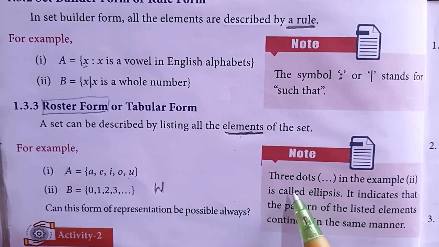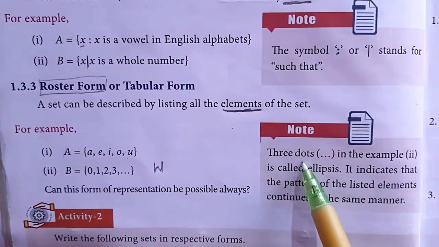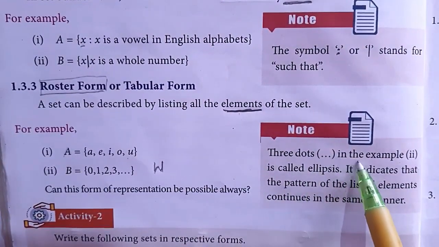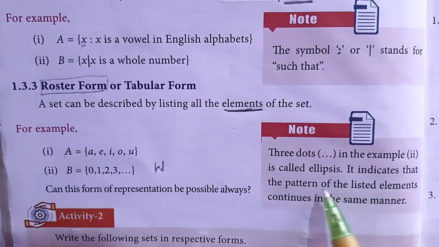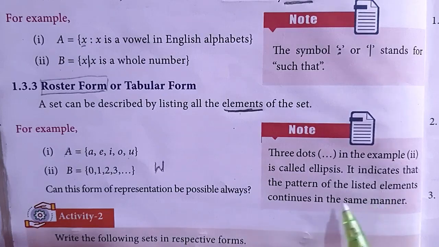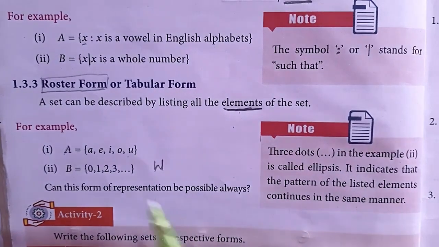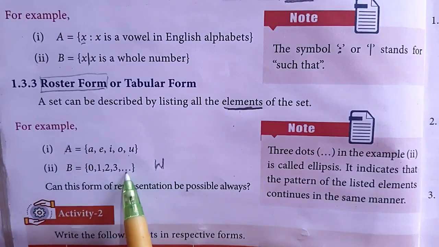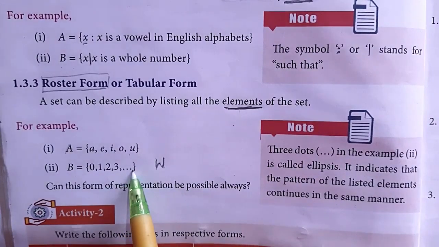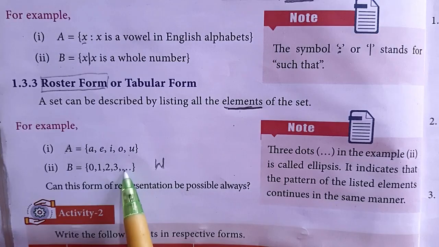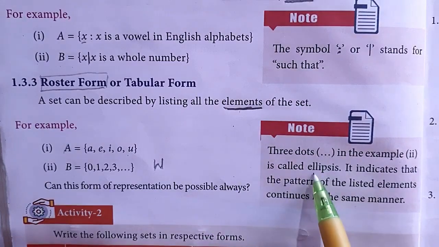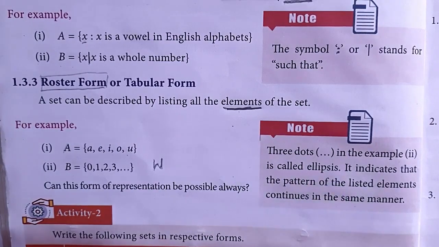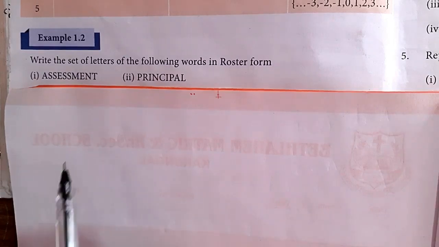See the note. The 3 dots in the example are called an ellipsis. It indicates that the pattern of the listed elements continues in the same manner. You know that because we will use this for etc. If there is an etc. symbol, you should know that these numbers will continue. That means after 3, 4 will come, 5 will come, etc. So the name of these 3 dots is ellipsis. Clear now?